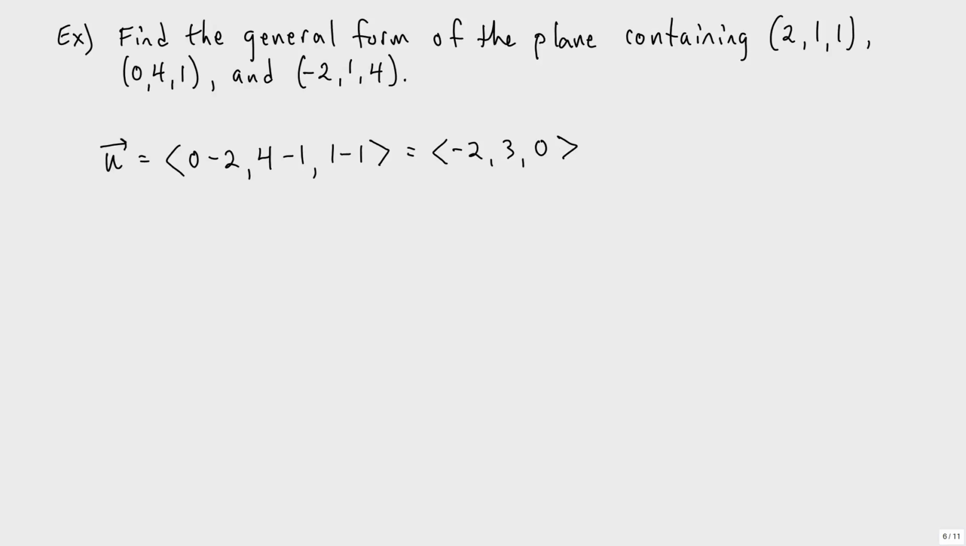And then let's create another directed line segment using 0, 4, 1 and negative 2, 1, 4. We're going to have v represent it, so we're going to move it to standard position. So it'd be negative 2 minus 0, 1 minus 4, 4 minus 1. And we get negative 2, negative 3, 3. So we've got these two directed line segments that are in our plane, because we want these 3 points to be in our plane.